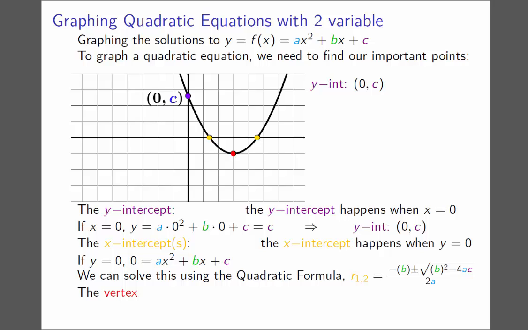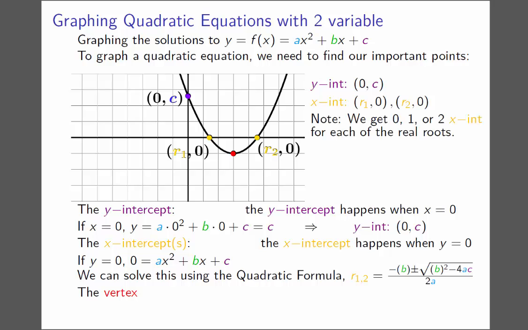And once we know these two values, r1 and r2, we get that the x-intercepts are r1, 0 and r2, 0, because the x value is either r1 or r2 and the y value is 0. Remember, depending on the discriminant, we either get 0, 1, or 2 real roots, which means that we either get 0, 1, or 2 x-intercepts, one for each of the real roots.